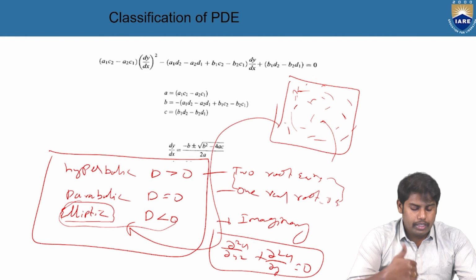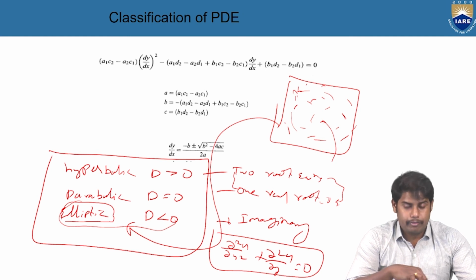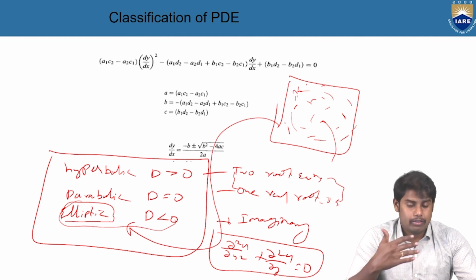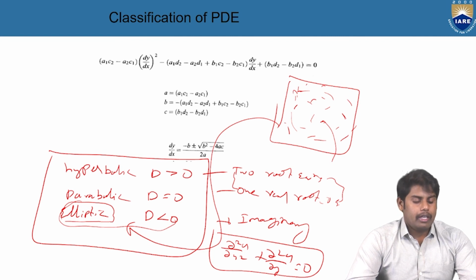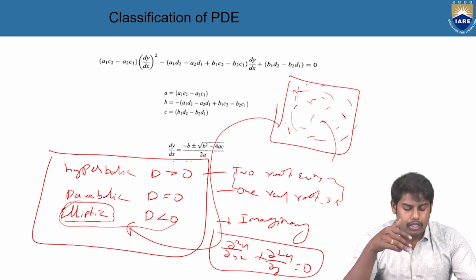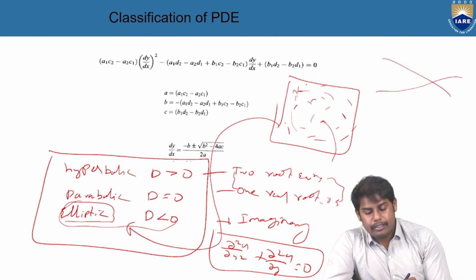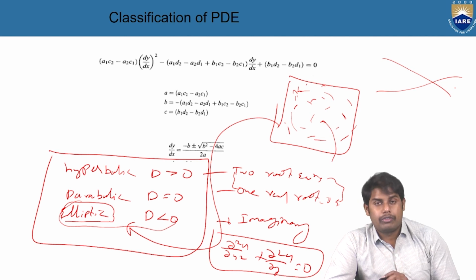So for the elliptic equation, the information is propagated in all directions to all the boundaries, and you don't have any time term. It is not a marching solution. Parabolic and hyperbolic are the marching solutions. For the hyperbolic you have two real roots, meaning the disturbance is confined to a certain region and is propagated in between these two curves.